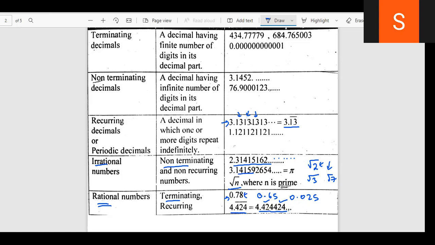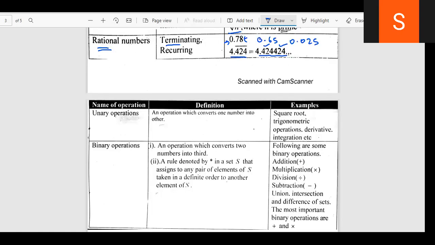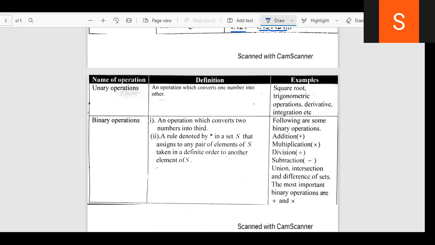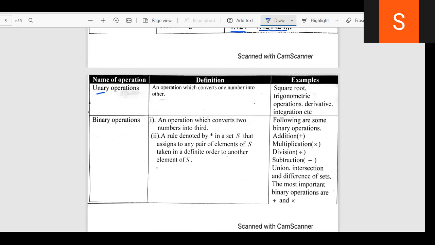Okay, perfect. All right, then we discussed two operations. One was unary, in which we said that an operation which converts one number into another, just like square root or trigonometry or derivatives, right? Any operation which converts a number into another one. So this was easy, and we are not supposed to discuss this too much because this is something which we know.